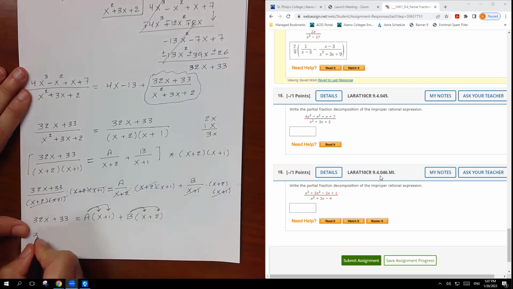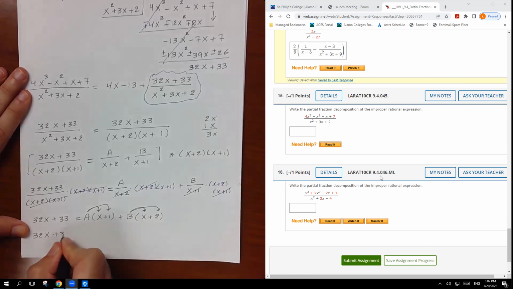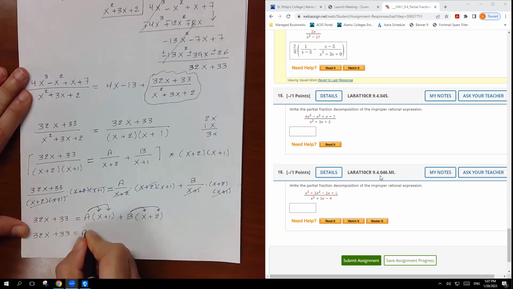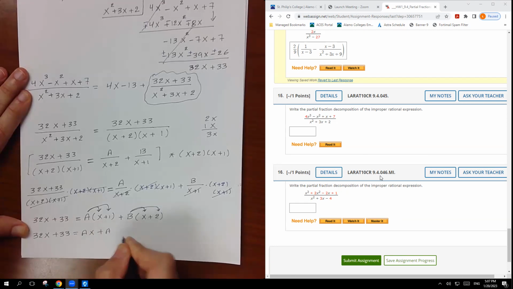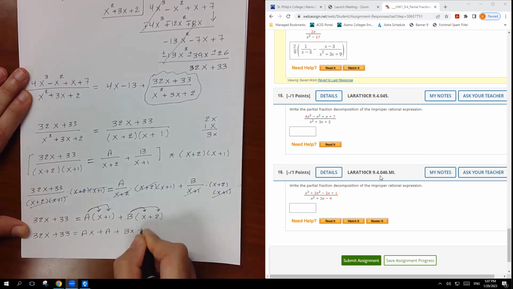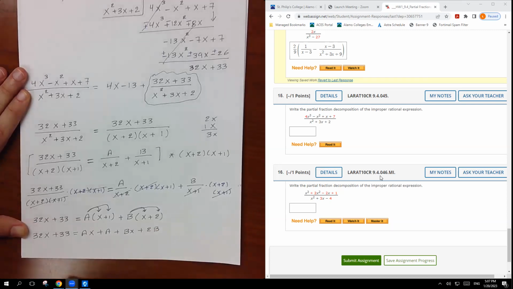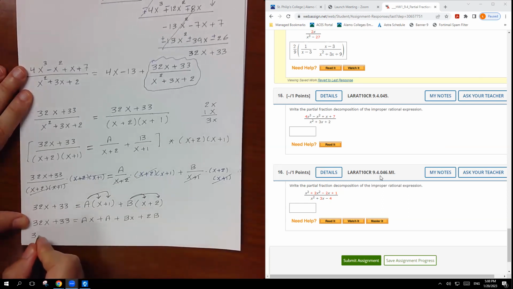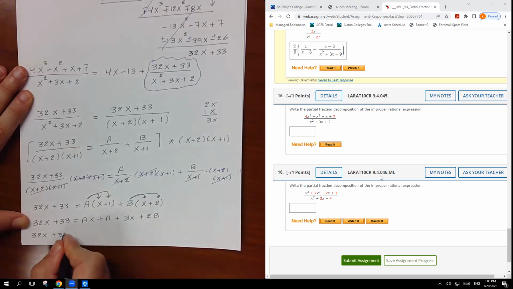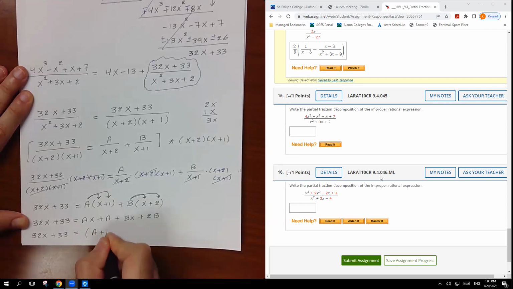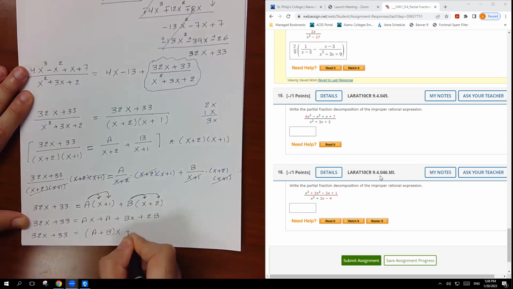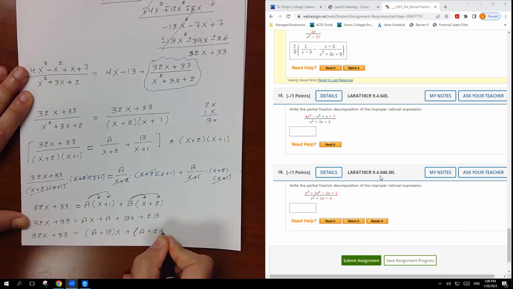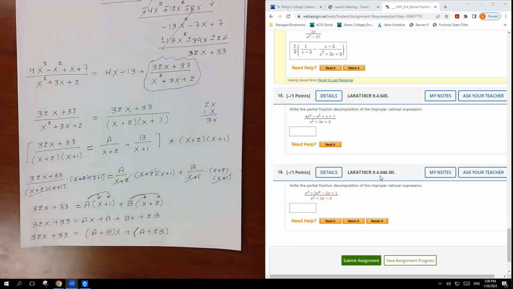So it's going to be 32x plus 33 equal ax plus a plus bx plus 2b. Put down the like terms in the groups. So 32x plus 33 is going to be a plus b for the x, and the second group is going to be a plus 2b. So we're done on putting these in the groups.